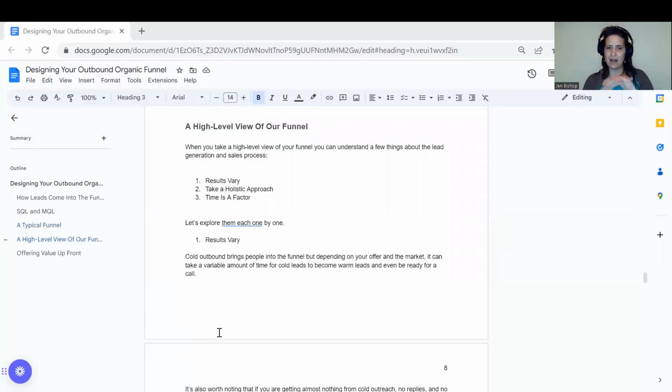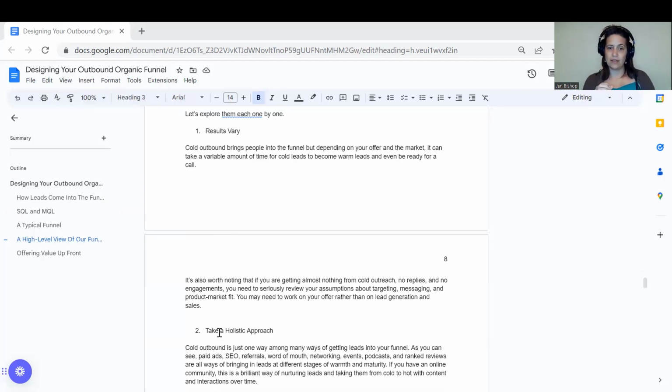So I want us to take a high level view of our funnel and remember a few points as we go forward. Firstly, results vary. Secondly, you need to take a holistic approach. And thirdly, time is a factor. So if we look at them all one by one, results vary. Cold outbound can bring people into our funnel, but it really depends on your offer, and on your market, as to the time it takes them to go from cold lead to hot lead, to become that hot, pre-sold, ready to buy now lead.